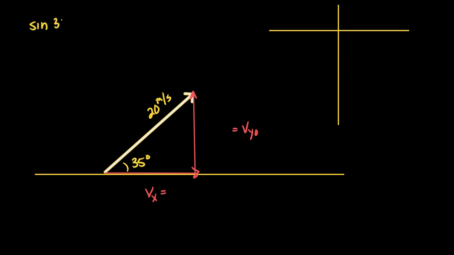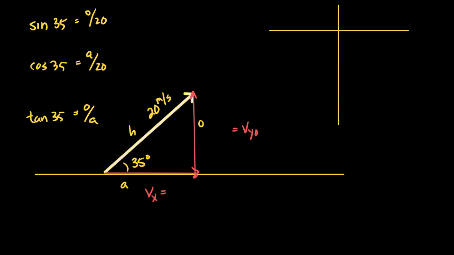So I'm going to have sine 35, cosine 35, and tangent 35. I've chosen 35 as my angle of focus. I'm going to label opposite, adjacent, hypotenuse. So sine 35 is opposite over 20. Cosine 35 is adjacent over 20, and tangent 35 is opposite over adjacent. Clearly, the sine and cosine is where I want to focus. So, can somebody give me the sine of 35? And the cosine of 35?